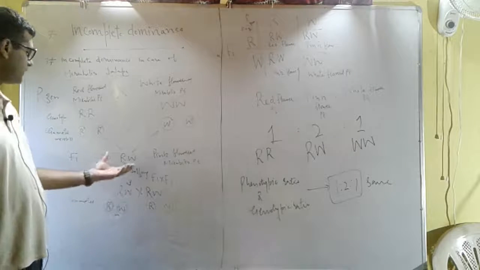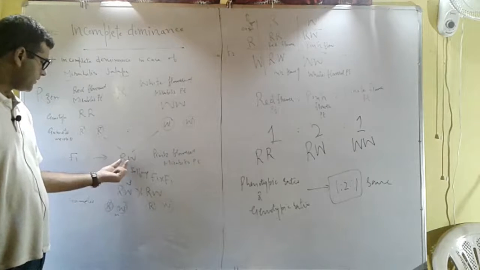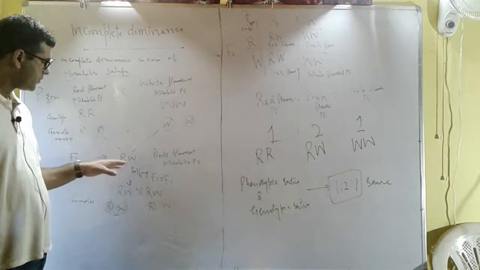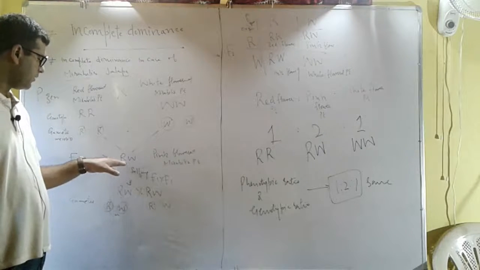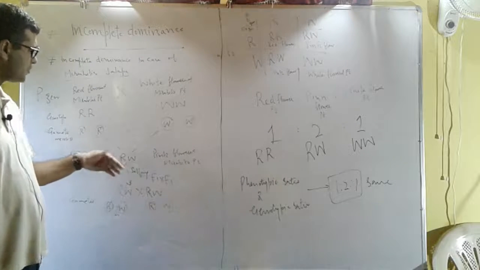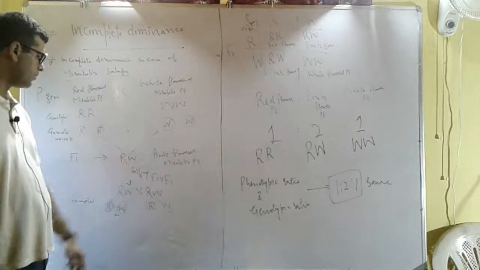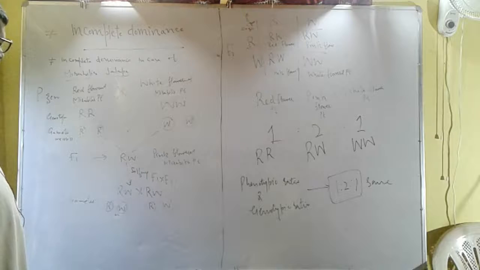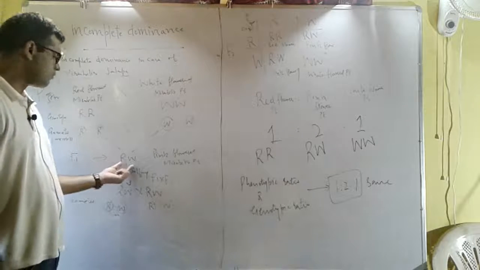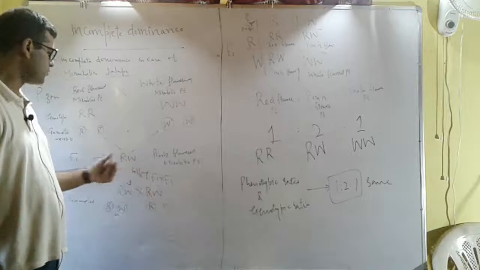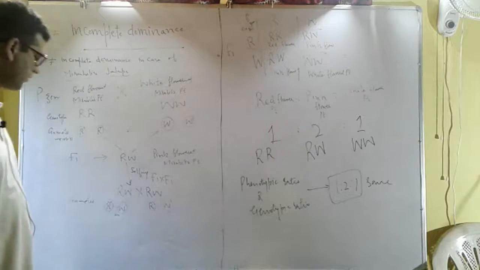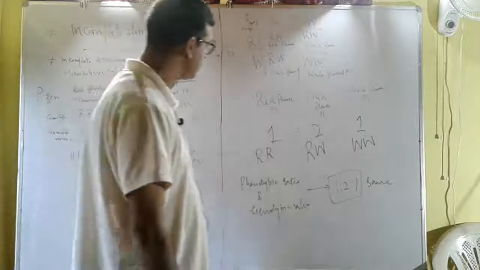Or we can say that incomplete dominance is a condition where neither allele of a gene is dominant over the other. Or we can say that incomplete dominance is a phenomenon where the alleles of a gene do not show a dominant-recessive relationship. This is what is called incomplete dominance.